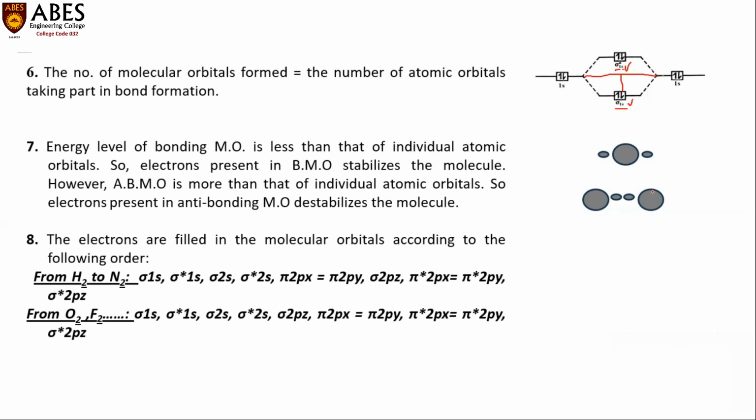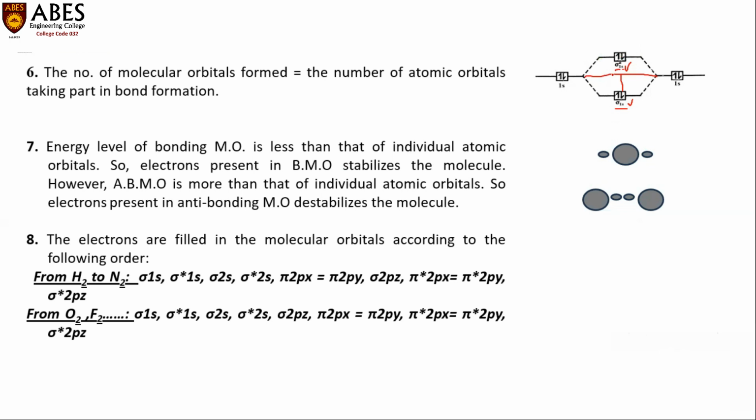However, in the case of the anti-bonding molecular orbital, the electron density is present on the outer side of the nuclei. So, due to this, the nuclei come closer and cause internuclear repulsion, and due to this repulsion the energy of the anti-bonding molecular orbital is increased. Therefore these molecular orbitals are destabilized.